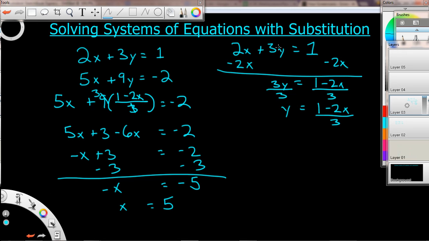So just something to watch out for. If you can save yourself the trouble, pick the fraction that will cancel out when you multiply it by the coefficient when you substitute. Oh, that sounds like a mess. All right, well, there you have it. If you have any questions, let me know.